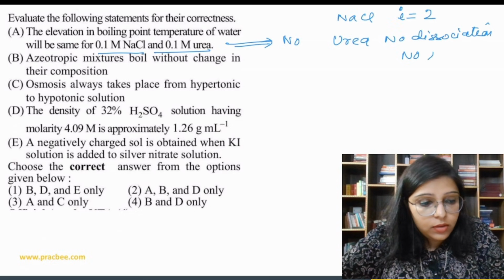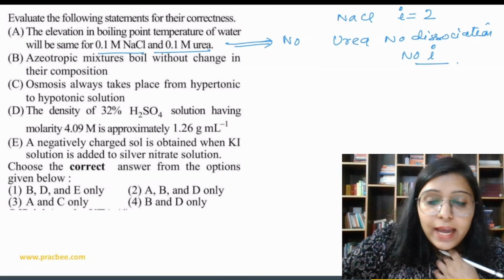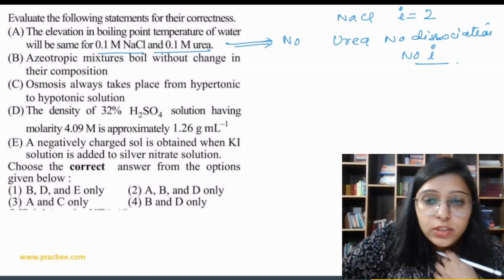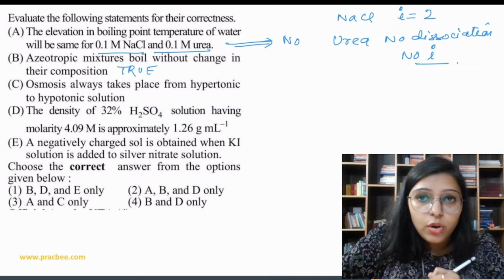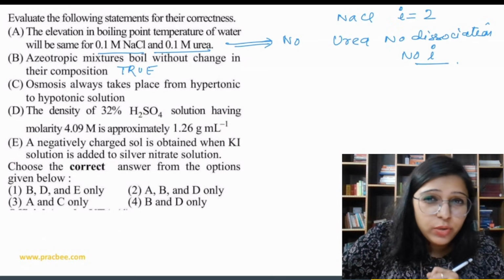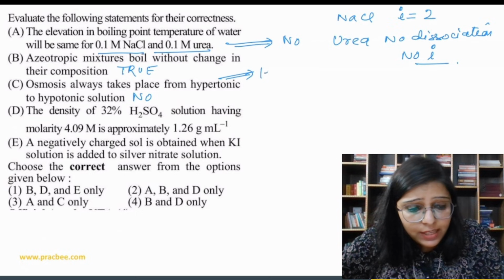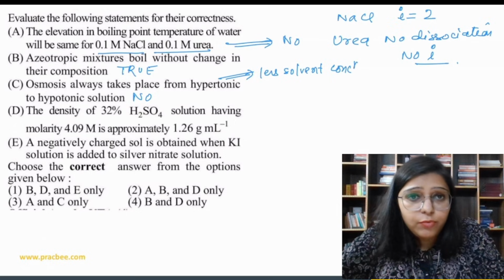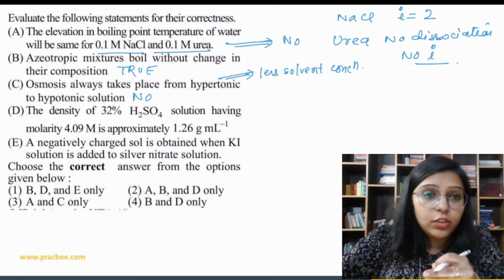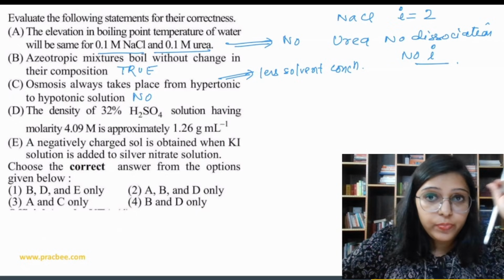So no I, right? So we cannot say this. Second, azeotropic mixtures boil without change in their composition. This is true. Osmosis always takes from hypertonic to hypertonic. No. Hypertonic means less solvent concentration. Osmosis is the flow of the solvent molecules from higher concentration to the lower concentration. So this is not true.